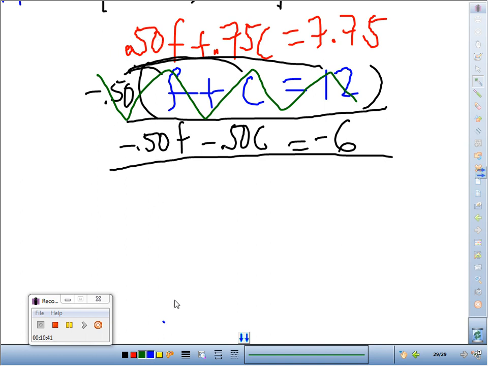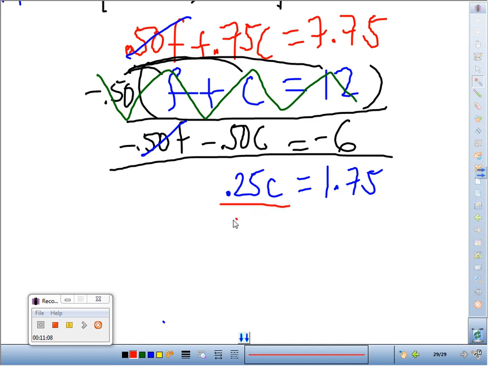So now let's eliminate. What is 50 minus 50? Cancel. Okay. What is 75 minus 50? 0.25 C equals 7.75 minus 6, that's 1.75. Okay, what is our last step? To solve for C, divide by 0.25, divide by 0.25.